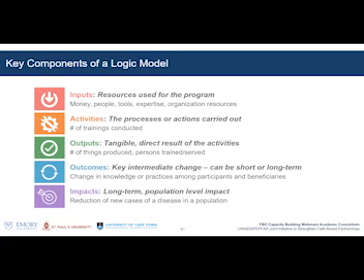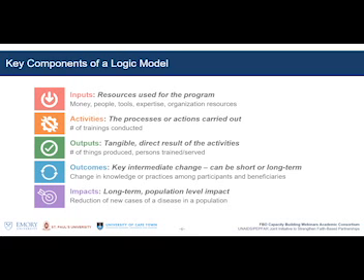The second common element is activities, the processes or actions carried out, such as trainings, different kinds of interventions, services that might be delivered, whatever is going to bring about the kinds of actions that will bring about the desired results. The third component of the logic model is outputs, tangible, direct results of the activities. Number of things produced, like persons trained or served.